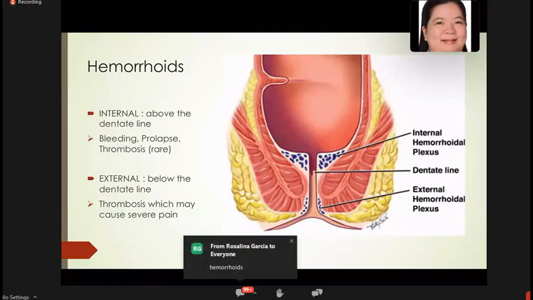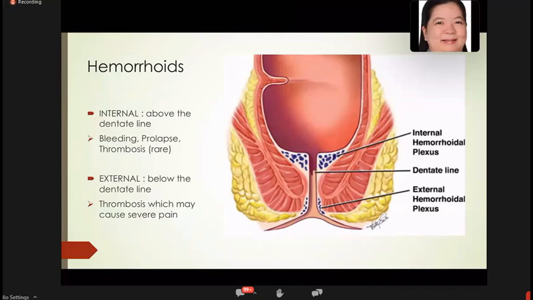Okay, so usually, anong presentation ng internal hemorrhoids? Bleeding, prolapse, no? Thrombosis is very rare. Pain can happen, but usually hindi ganun ka-painful. Hindi painful ang internal hemorrhoids. Okay? Anything below the dentate line o yun nandun na sa bungad talaga, no? Usually they are external hemorrhoids, no? So dito thrombosis may occur which can cause severe pain. Minsan sobrang sakit pupunta sa iyo, doc, di ako makaupo, hirap maglakad. Ayun pala pagtingin mo maga, no? Usually these are external hemorrhoids.